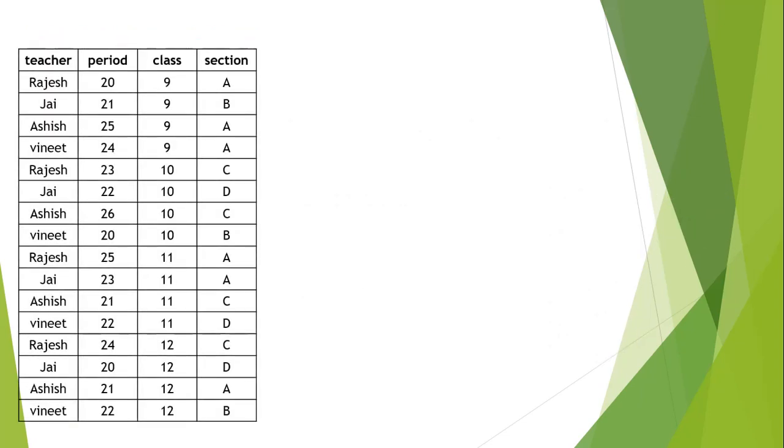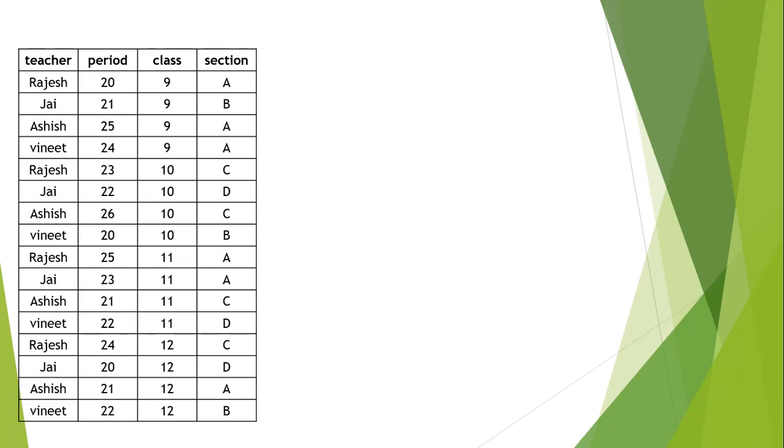Suppose we have data like this. Earlier we had only four entries, now we have multiple entries. For the same names, Rajesh, Jay, Ashish and Vineet, we have repeated entries: Rajesh, Jay, Ashish, Vineet, and then again Rajesh, Jay, Ashish, Vineet. The associated periods have been given, and the classes have been provided: class 9th, class 10th, class 11th and class 12th, and the particular sections have been mentioned.